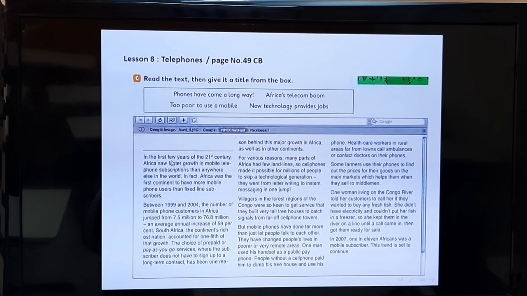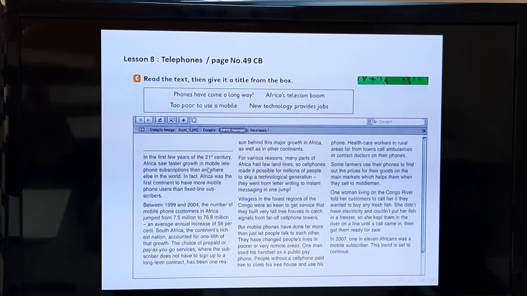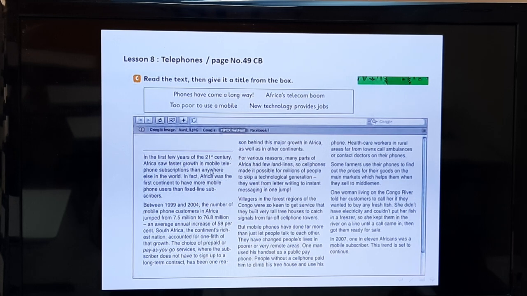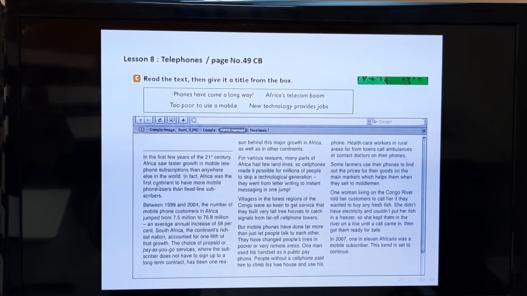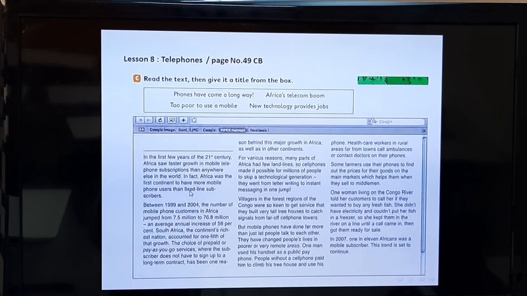In the first few years of the 21st century, Africa saw faster growth in mobile telephone subscriptions than anywhere else in the world. So this sentence is very important. It might come as a true and false question. This is from "in the first few years" to the full stop. In fact, this is another sentence: Africa was the first continent to have more mobile phone users than fixed line subscribers.